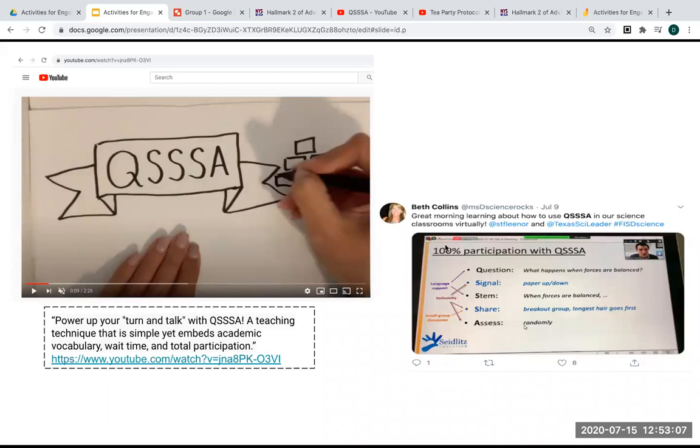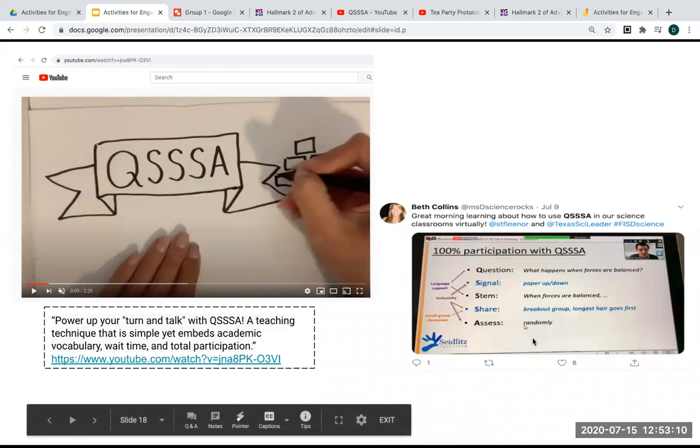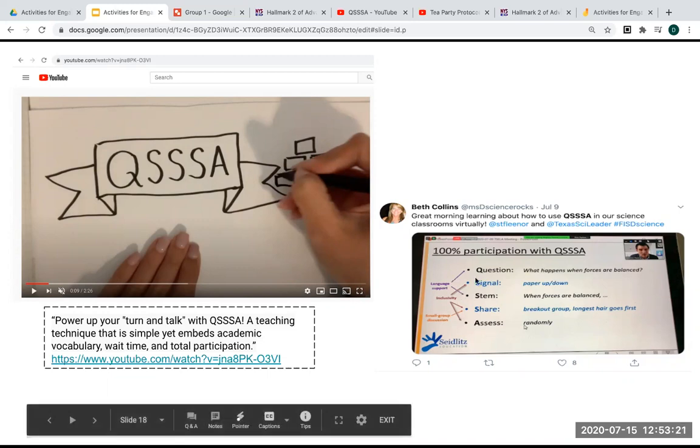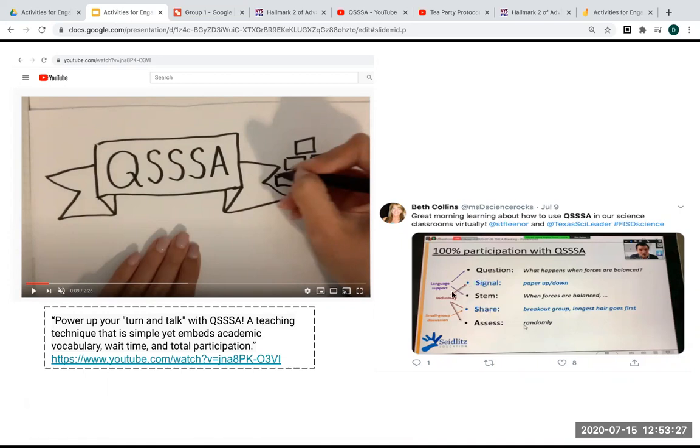I also like this screenshot from Twitter that shows how QSSSA was used in a virtual science class and how it promotes 100% participation amongst all students. I like how they broke up the different parts of this strategy and talked about how it's supporting students. The question and the stem are the language support for students. Providing the signal and the opportunity to share and assess is the inclusivity. And the sharing part is the small group discussion.